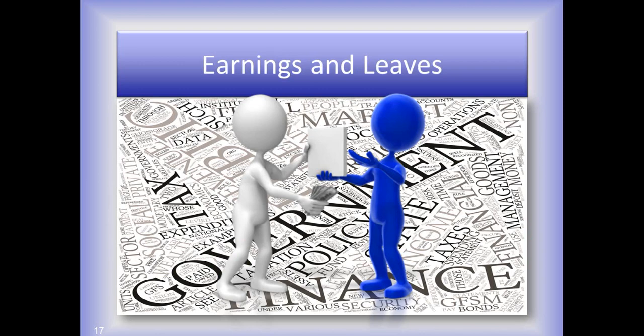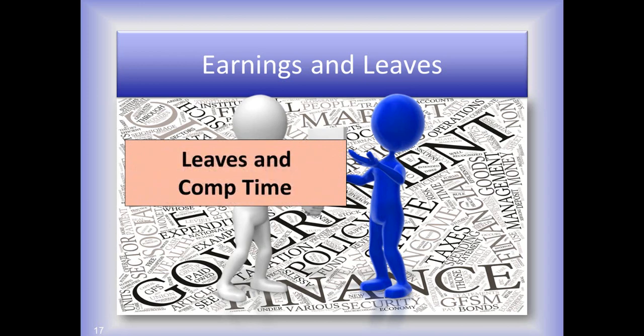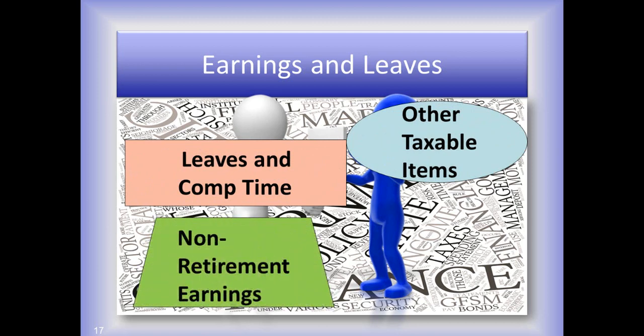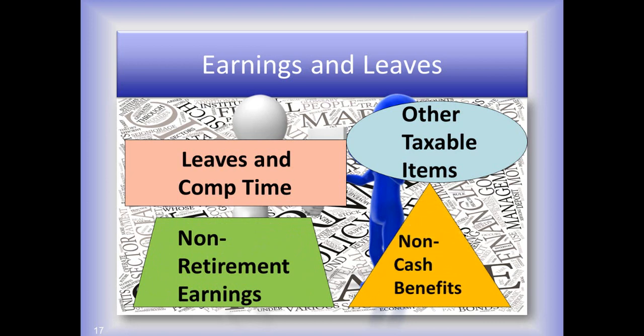Let's start our discussion on earnings and leaves. An earning is a type of employee compensation. Remember this from Level 1? Here in Level 2, we will discuss a few earnings in more detail: leave and compensatory time, other taxable items, non-retirement earnings, and non-cash benefits. The information provided here is a general discussion on earnings. Your entity may not provide all listed earning types. Consult your entity's legislation and legal counsel before using any new earning type.